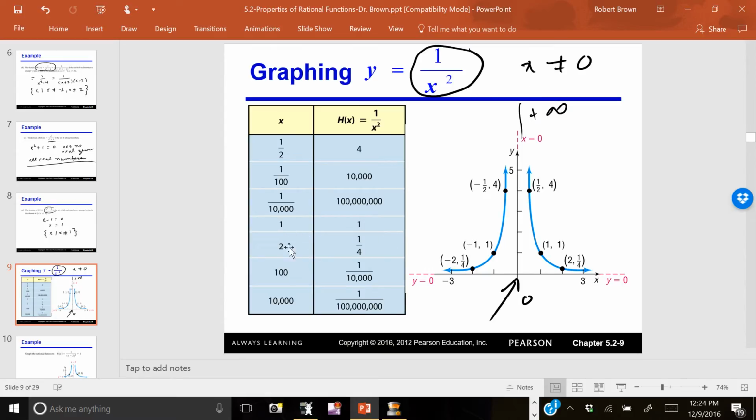Now notice as x gets larger and larger, and you're dividing 1 by a larger and larger number, x squared, the value of the function gets very, very small. In other words, if you put in like 10,000, you get 1 over 100 million, which is very small. These would be called horizontal asymptotes. That is the number that the function approaches as x goes to either plus infinity or minus infinity.